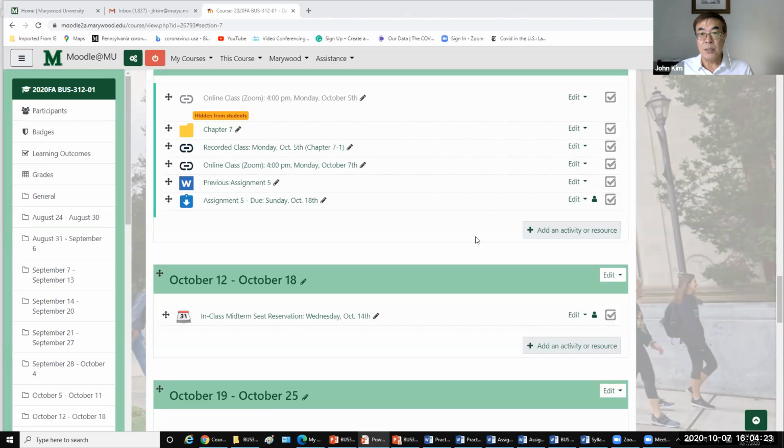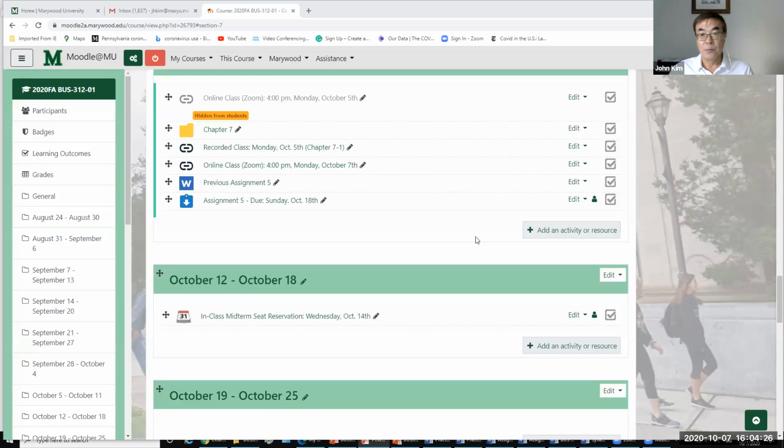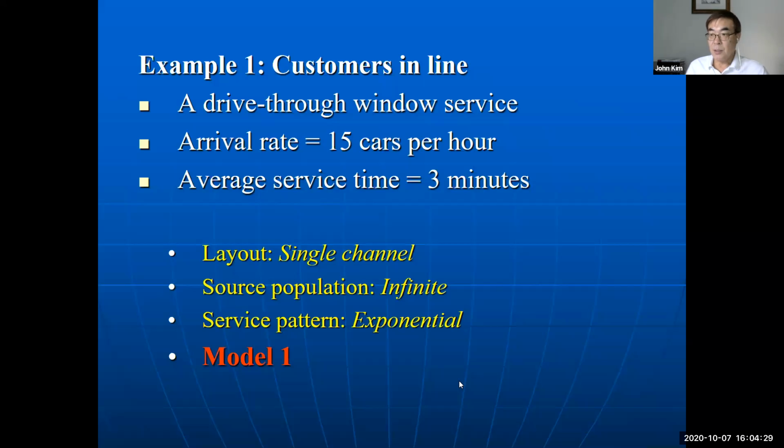On Tuesday, we did a queuing model, Example 1 about model 1. Just a review. Drive-through window, usually one channel, one waiting line. We can assume the source population is infinite and the service pattern is exponential. Then model 1: arrival rate is 15 and average service time is 3 minutes.